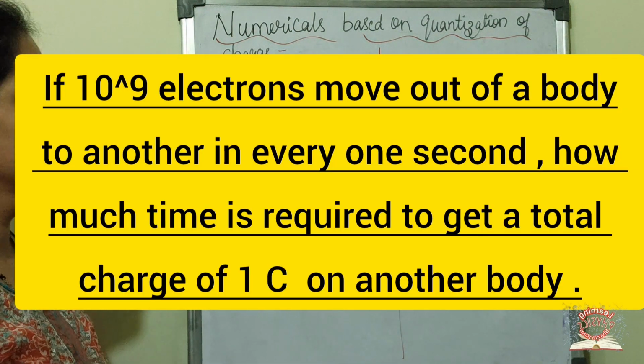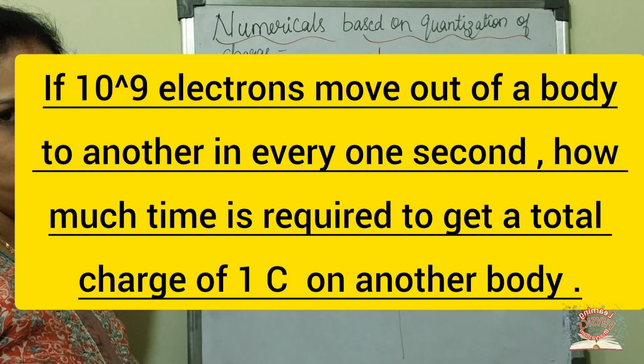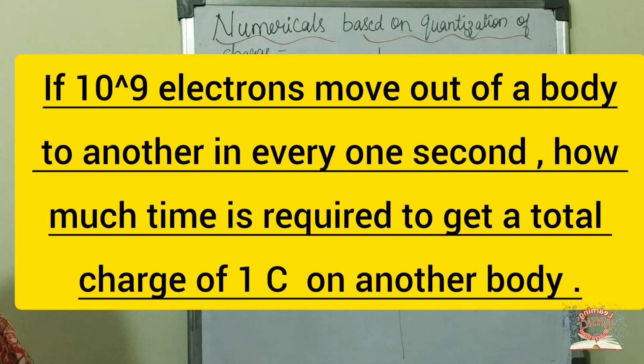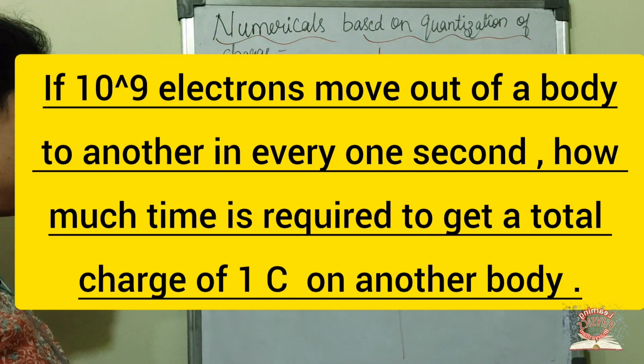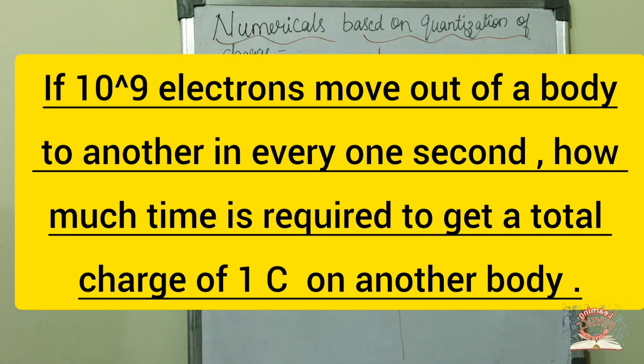This is also there in the NCERT textbook. If 10^9 electrons move out of a body to another body every 1 second, how much time is required to get a total charge of 1 coulomb on the other body? Please try to understand this question. If one body loses 10^9 electrons every 1 second, then to have 1 coulomb of charge, how much time does it require?